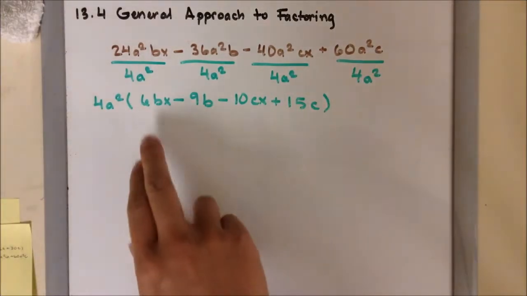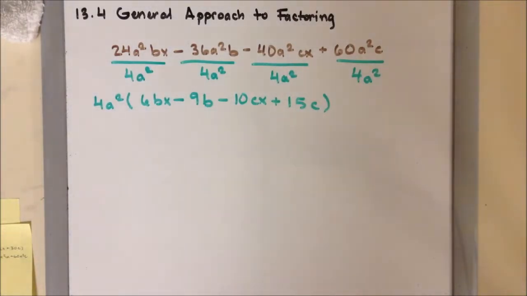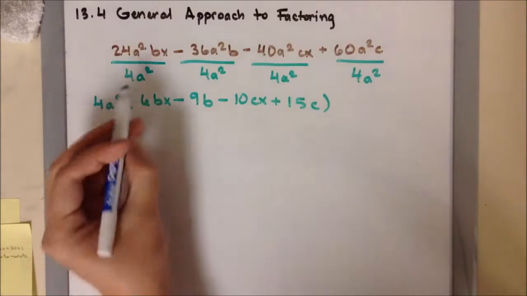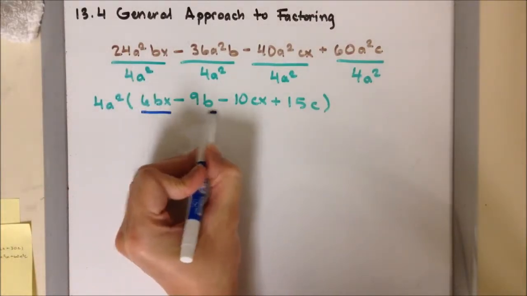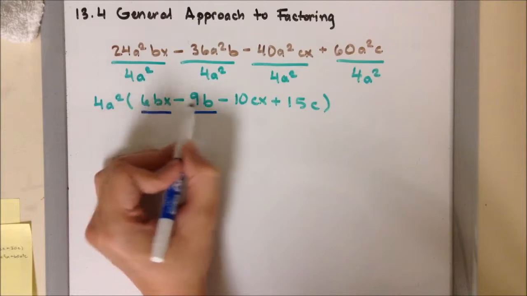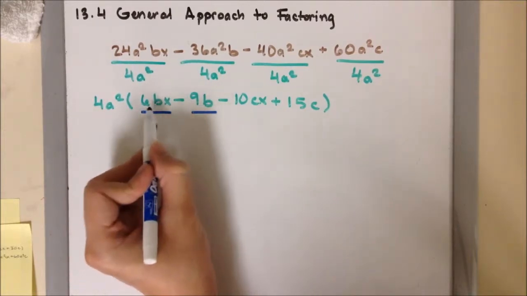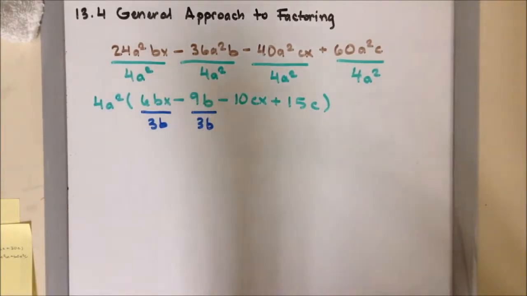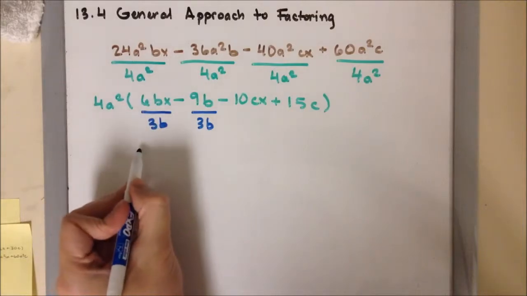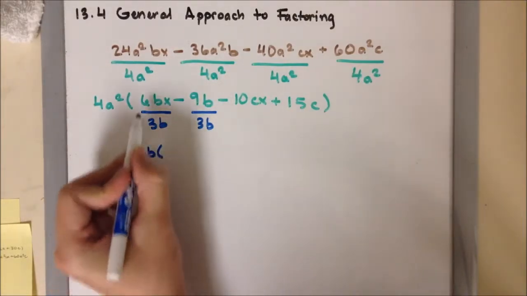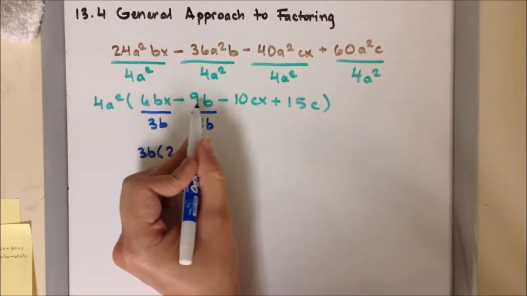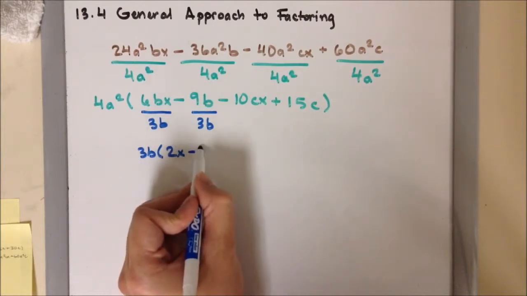So next, inside the parenthesis, I have 1, 2, 3, 4. So 4 terms. Maybe I could try factor by grouping since it's an even amount of terms. So on the left side, the common thing between 6 and 9 is 3. In addition, I have the same variable on both terms, so I'm going to divide by 3b. So I'm going to have 3b outside. So 6bx divided by 3b would be 2x. And then negative 9b divided by 3b will be minus 3.